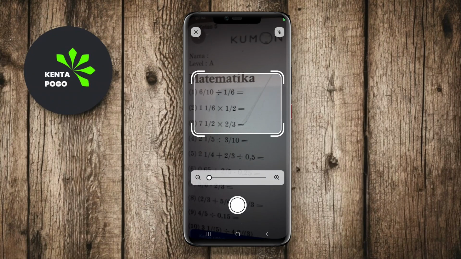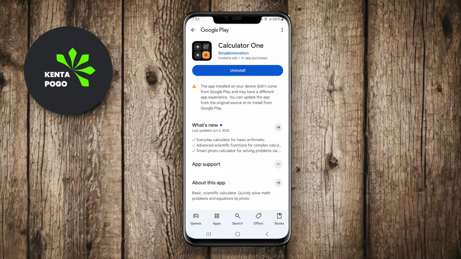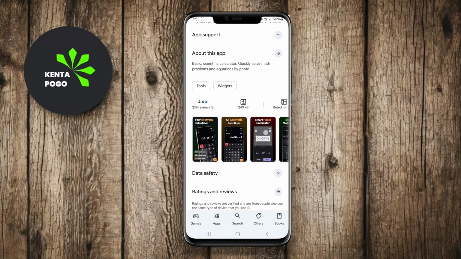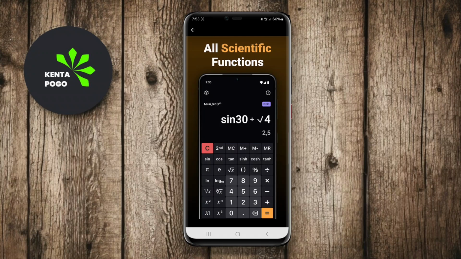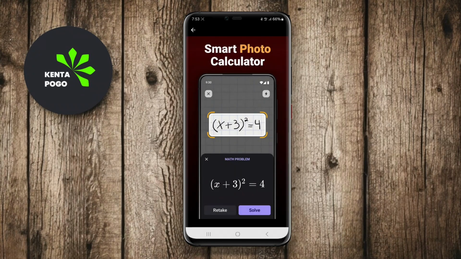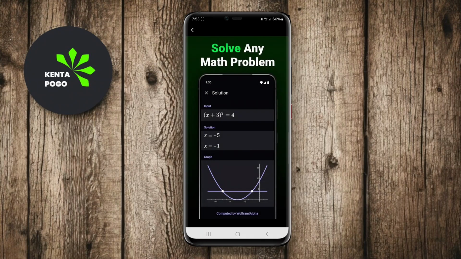The app also offers a graphing feature, allowing users to visualize functions and equations easily. With its sleek design and intuitive interface, Calculator AI Math Solver makes it easy for students to get quick answers while deepening their understanding of mathematical concepts.